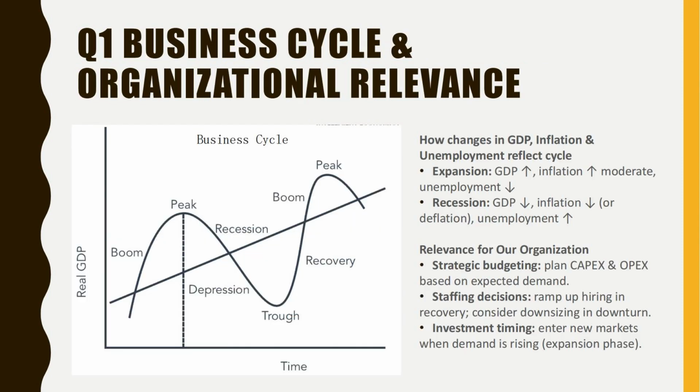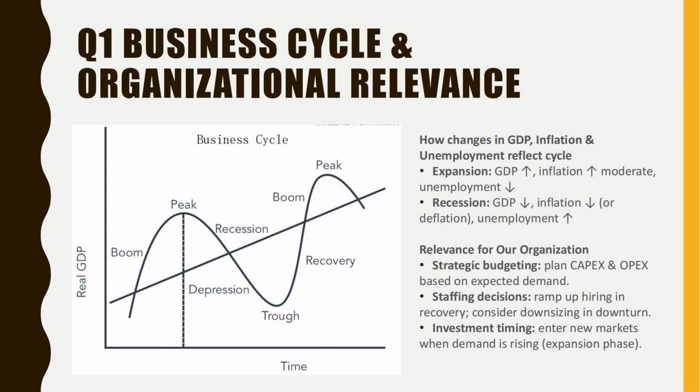Slide 2. Here are 3 key indicators: GDP, inflation, and unemployment. GDP measures the total value of all final goods and services produced in a country over a set period, indicating economic size and growth. Inflation is the rate at which general prices rise, often tracked by the Consumer Price Index. Rising inflation erodes purchasing power and raises costs.